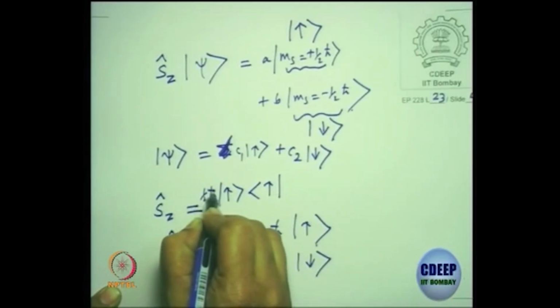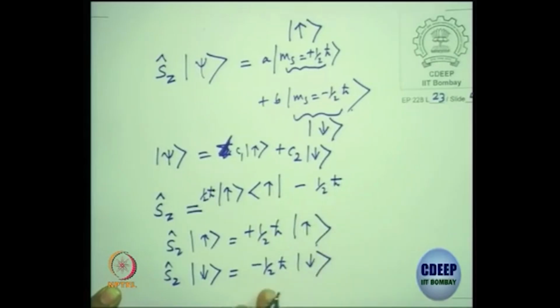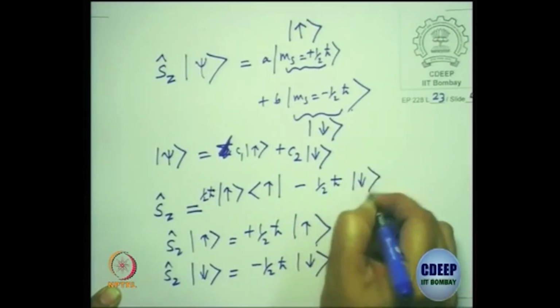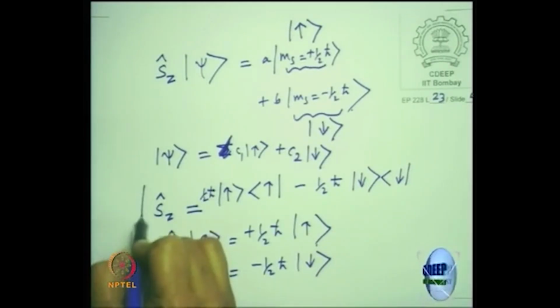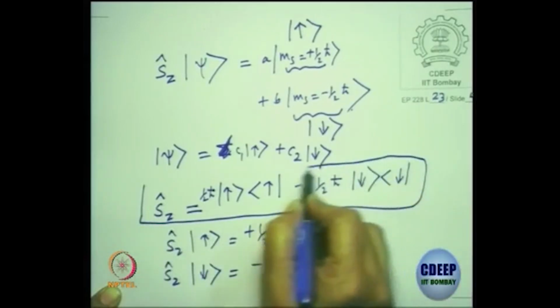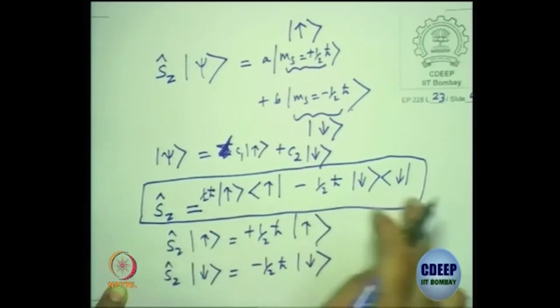Half h cross. Then this one, minus half h cross with down. Is that right? Can we write it like this? Yes or no? Done many of these two-state linear vector spaces. If I give you these two data, you try to find the matrix elements in the two-dimensional linear vector space. There will be 4 basis states for the operators. The off-diagonal elements of the operators are all 0. You can write it this way.